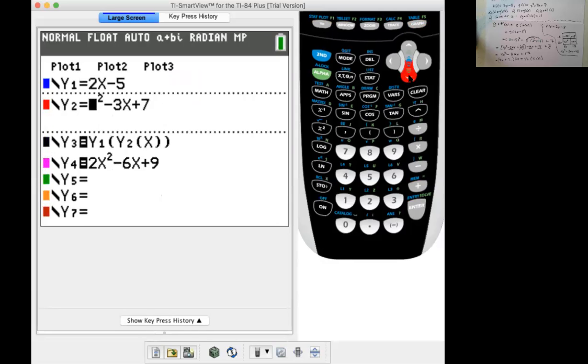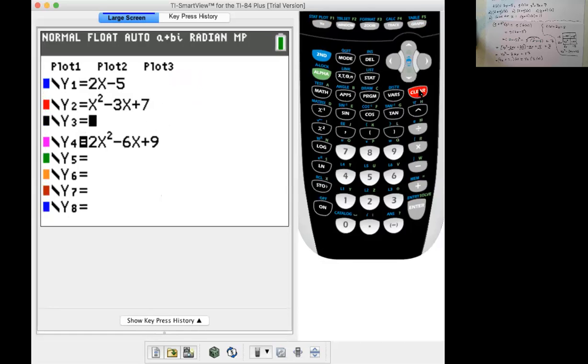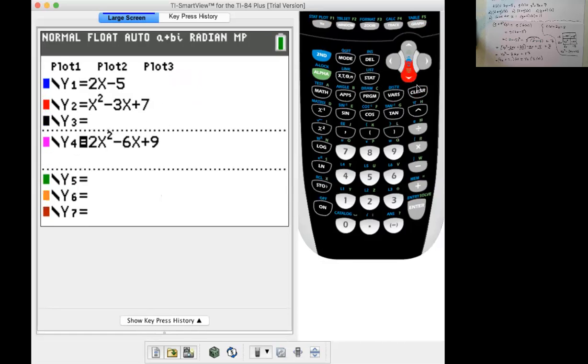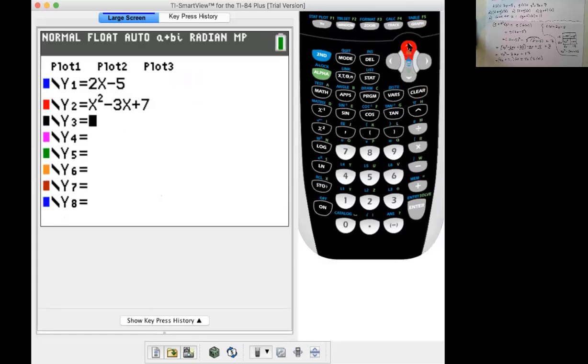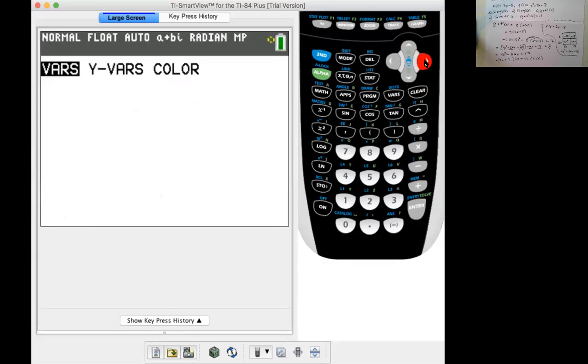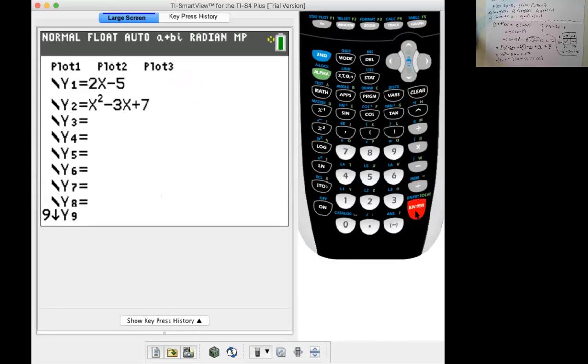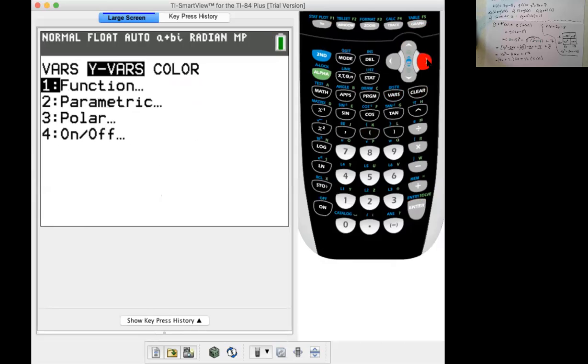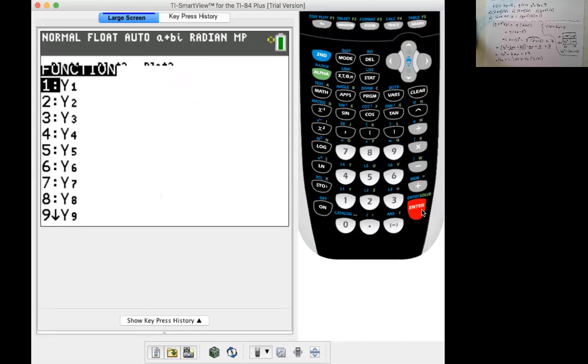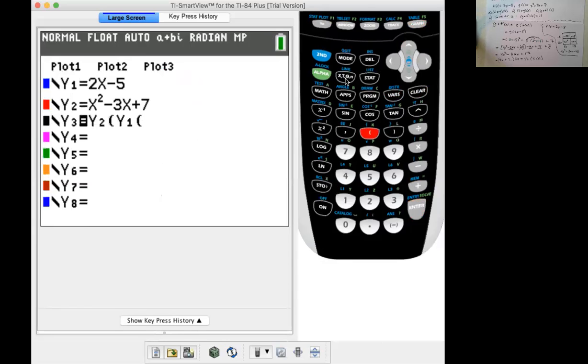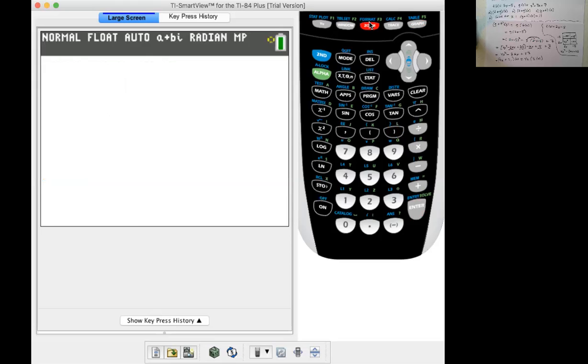So we're going to switch this up. That's gone. And that's gone. This time I want to look at y2 of y1 of x. Vars, y vars, function y2 of y1 of x. Vars, y vars, function y1 of x. So this is taking those two functions, composing them, g circle f. What does the graph look like again? I'm going to go to Zoom Standard.